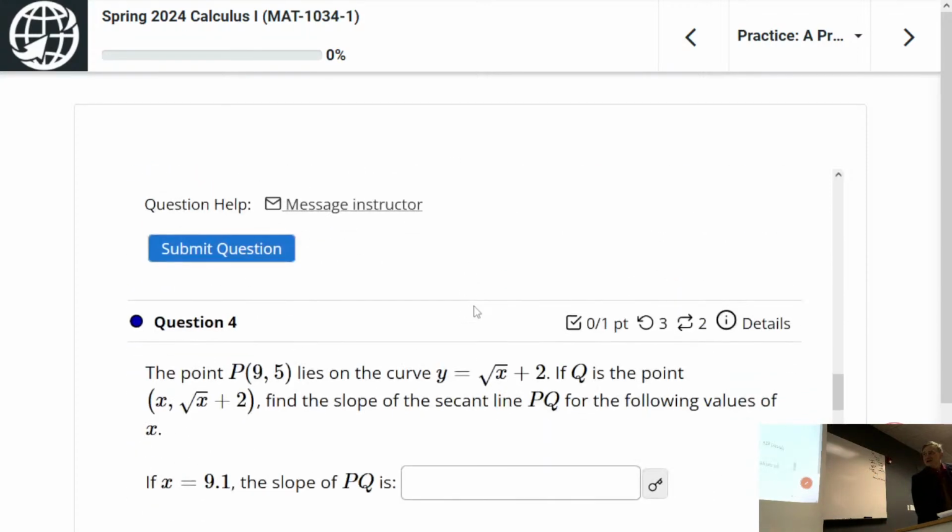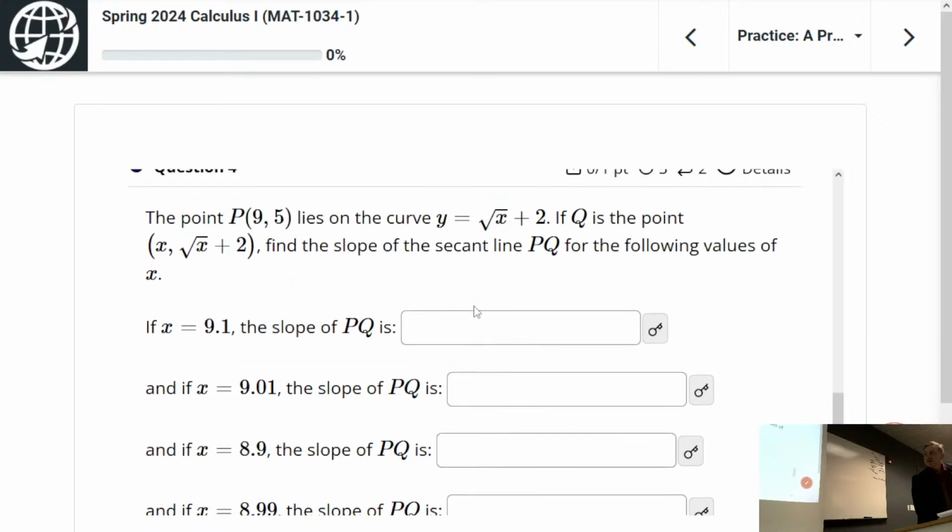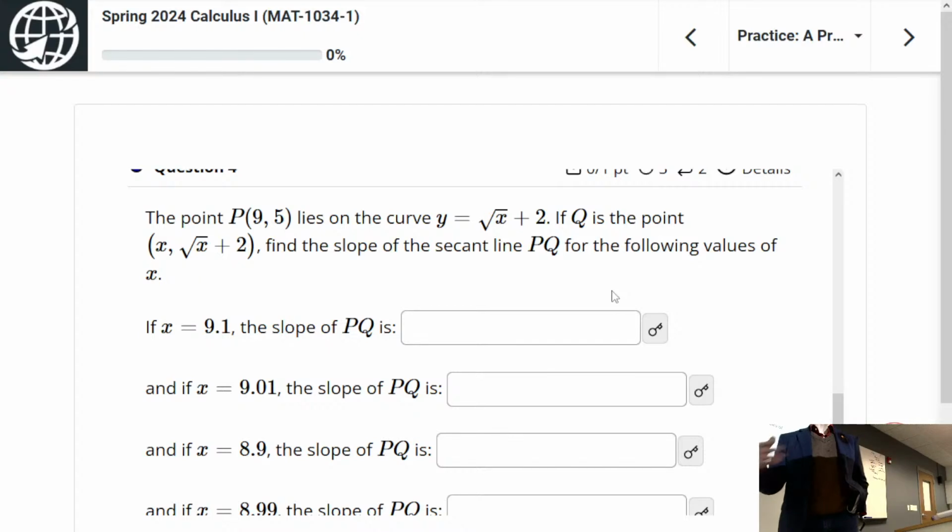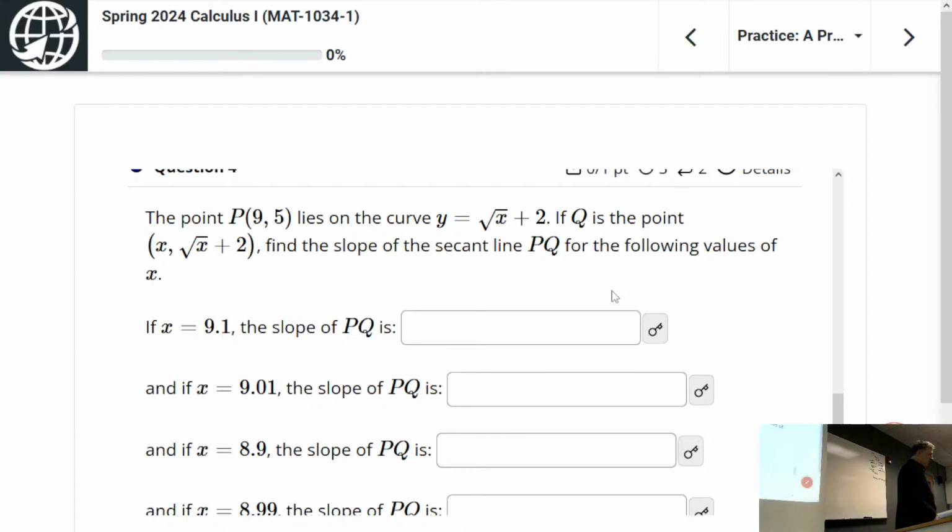So here we are. This one. Here we go. Yeah, this one. So let's just take a look at this one just to make sure we're on the same page in terms of working with these sorts of things.